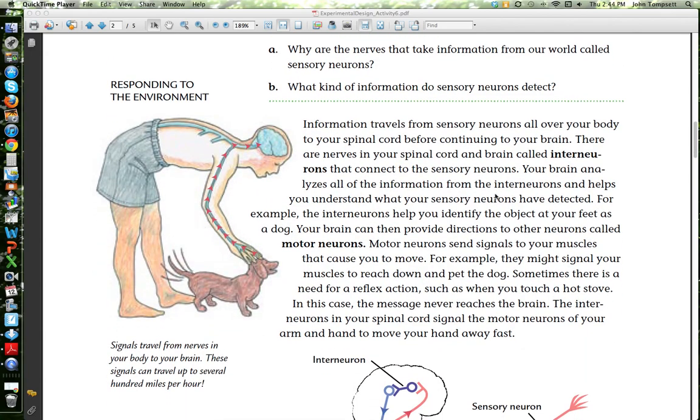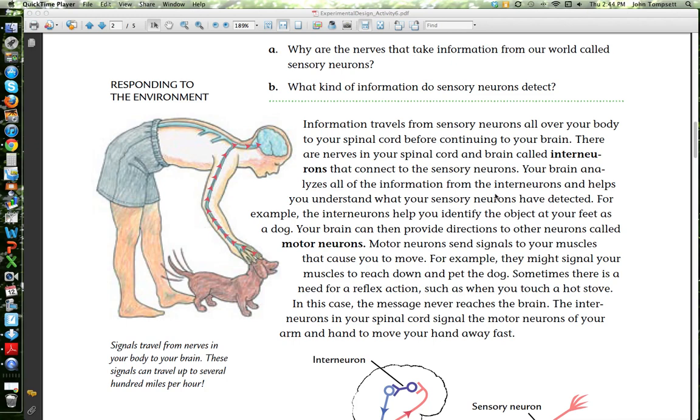Information travels from sensory neurons all over your body to your spinal cord before continuing to your brain. There are nerves in your spinal cord and brain called interneurons that connect to the sensory neurons. Your brain analyzes all of the information from the interneurons and helps you understand what your sensory neurons have detected. For example, the interneurons help you identify the object at your feet as a dog.